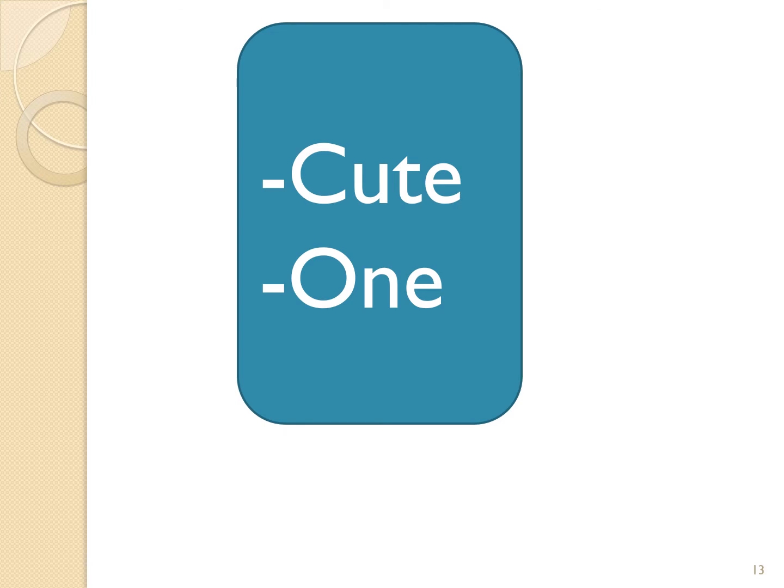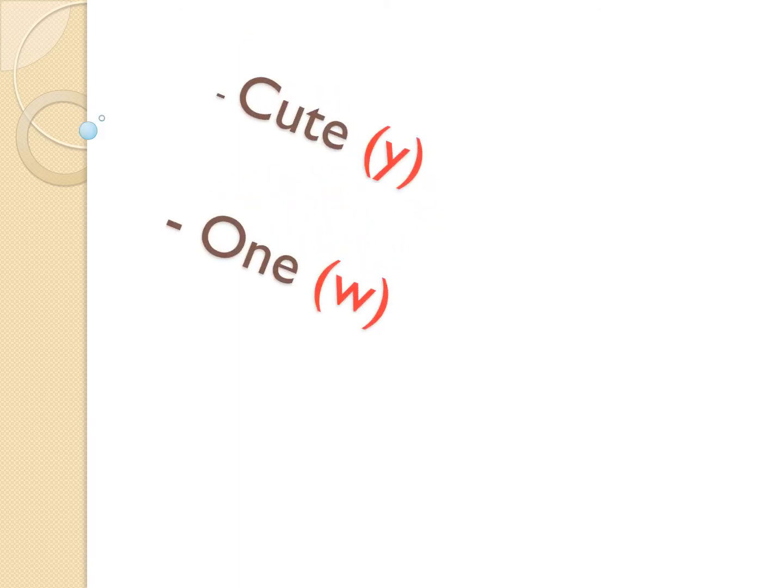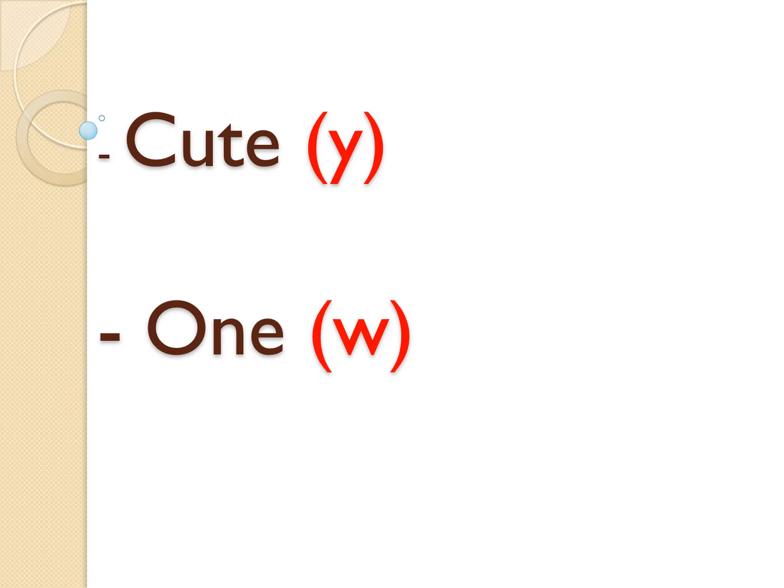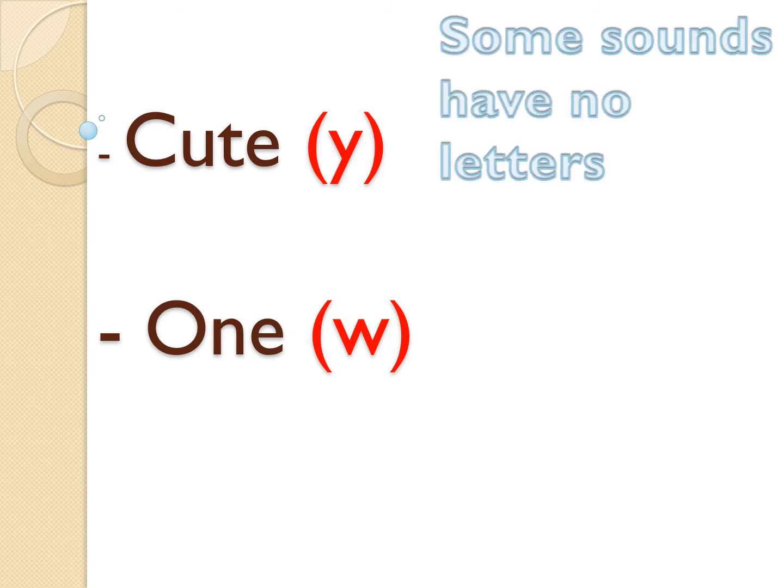Another list, cute and one. Now here, what do we notice? We notice that there is an insertion of some letters that we don't write, that we don't spell, right? Cute, you insert the U sound between C and U, right? One, we insert the W sound before O. So some sounds have no letters, okay?